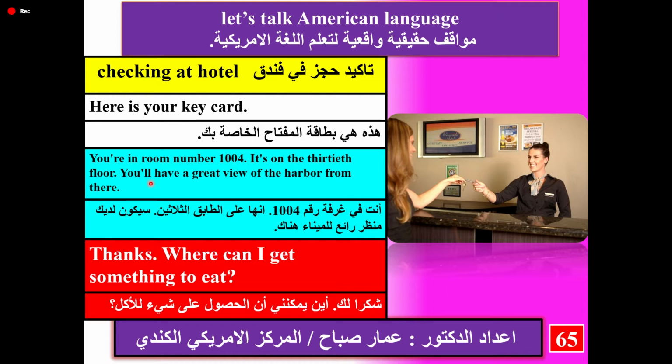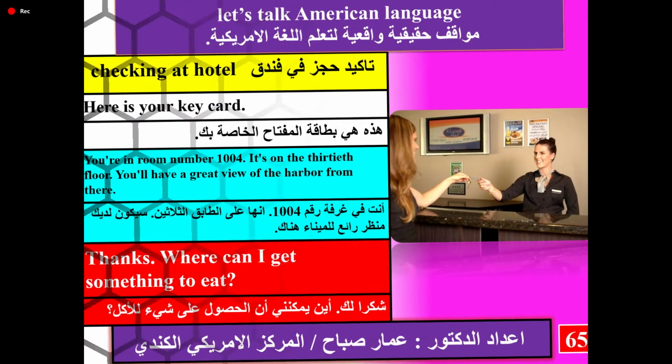Yes, we have to change. You will have a great view, or we said a great sight, S-I-G-H-T, sight of the harbor, of the beach. We can change harbor and use beach, forest. From there, thank you. Yes, where can I get something to eat? Or what do we say, I am hungry. Is there a restaurant? I am hungry. Is there a restaurant?